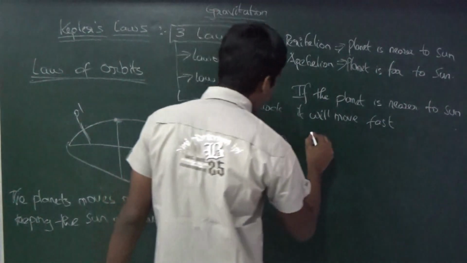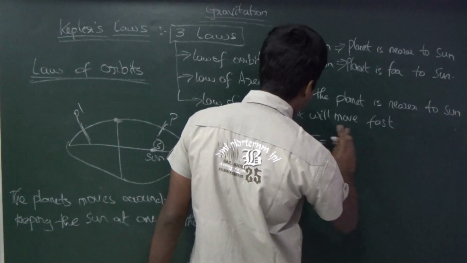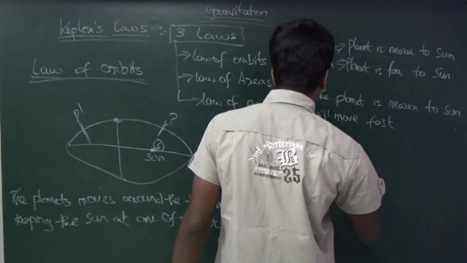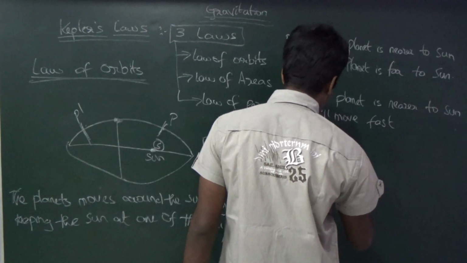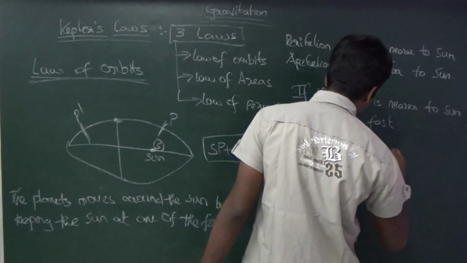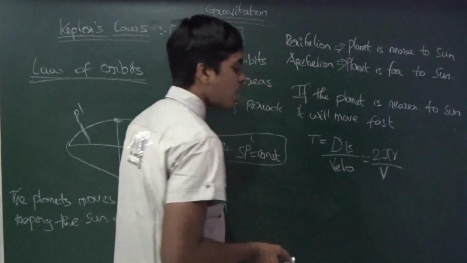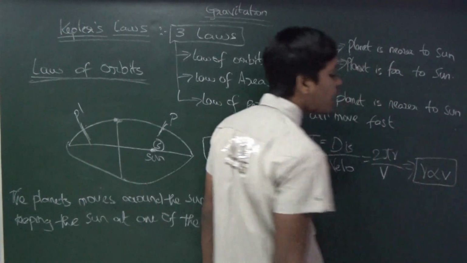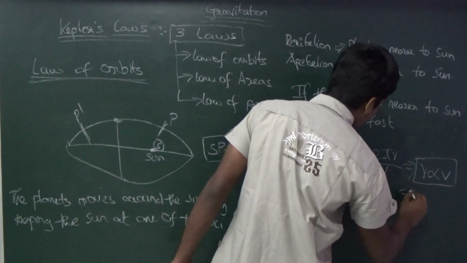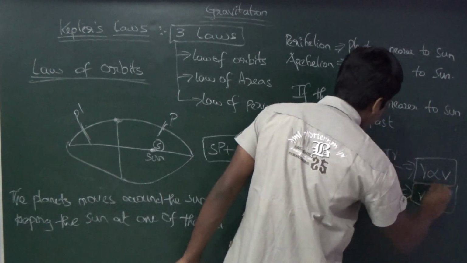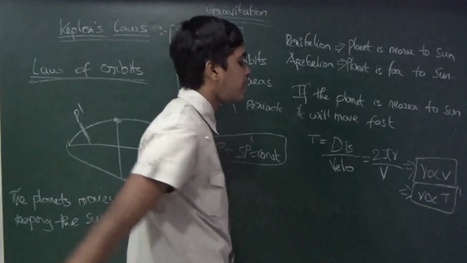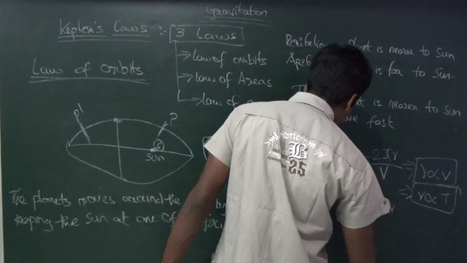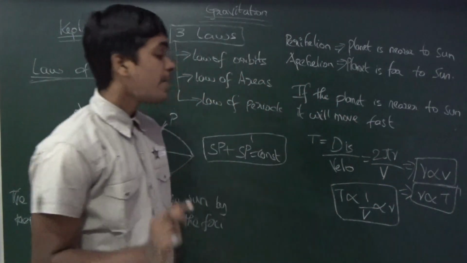It will move fast because we know that time is equal to distance upon velocity. Distance means 2 pi r, upon v. So we can write that r is directly proportional to time. So less distance, less time, so more velocity. Or time is inversely proportional to velocity and directly proportional to radius. This is a more common relation. Now we have completed the first law.